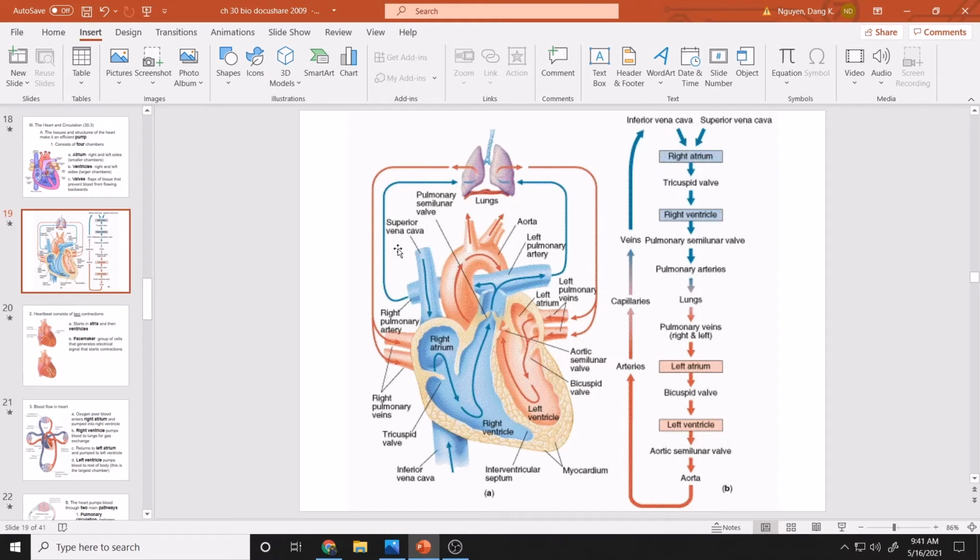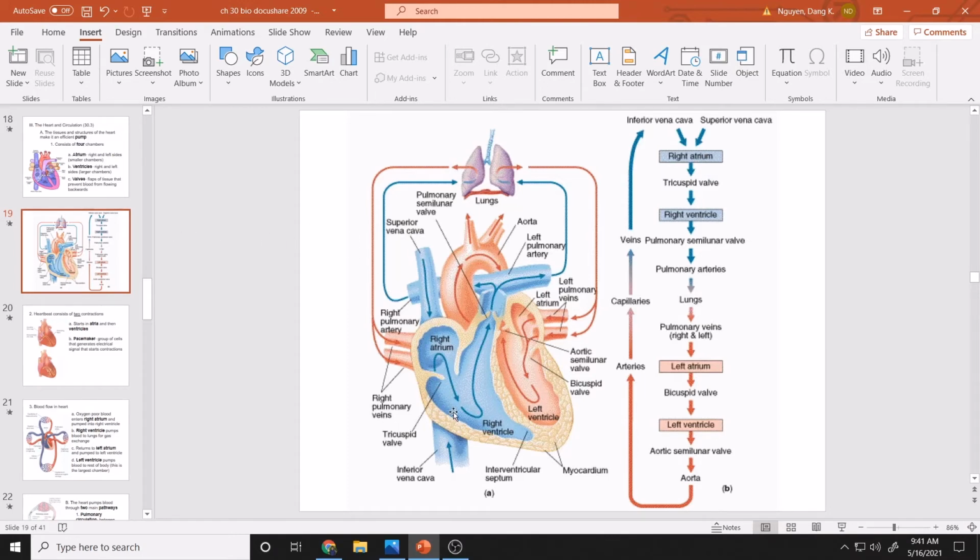There is a superior vena cava and there is the inferior vena cava. The superior vena cava delivers blood to the heart from anywhere above your heart. Your inferior vena cava is anywhere below the heart. So all blood that is oxygen poor will return through these two veins here.